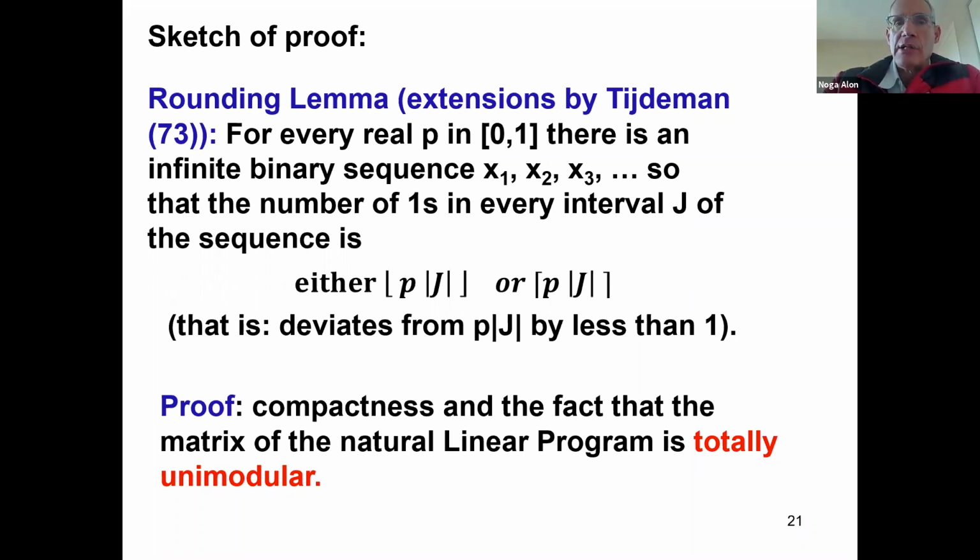Noga: Does the BD sequence work? So right, yeah, I'll mention it in a second. Okay, I think I'm right, so what we want is that the number of 1s in every interval of length j is very close to p times j. Namely, it's either the floor or the ceiling of p times j. So it deviates from what it should be by less than 1.